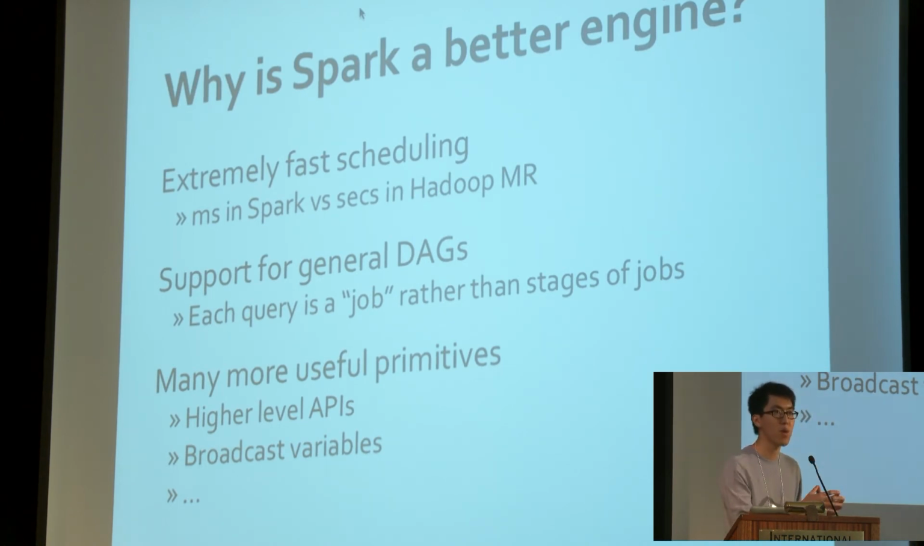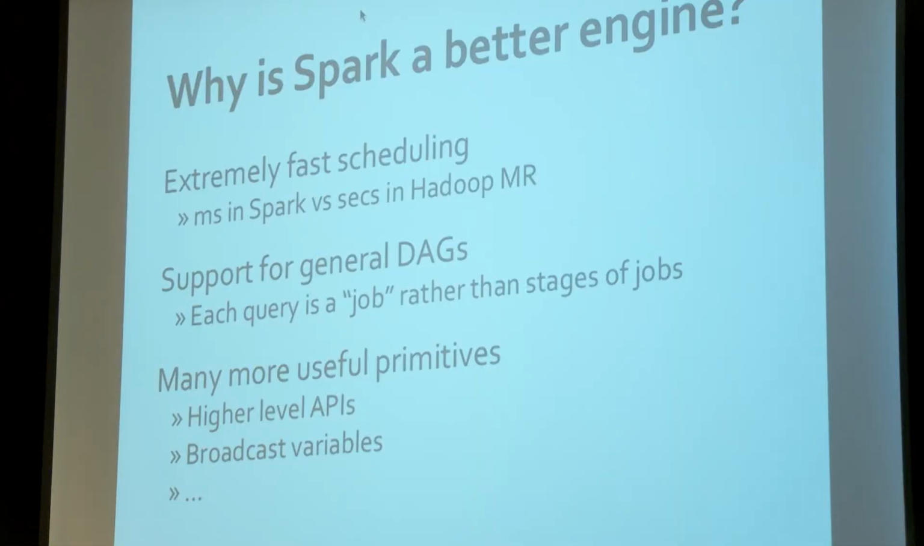The other part is Spark has a concept of general DAGs of tasks, which means it goes beyond the strict two-phase map and reduce. And having this general DAG of tasks means a single query consists of a single Spark job. Instead, in the case of Hadoop MapReduce, a single query consists of multiple stages of jobs, and each stage has, again, its own scheduling overhead.